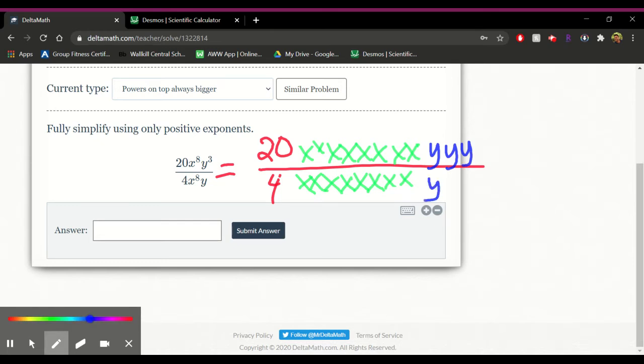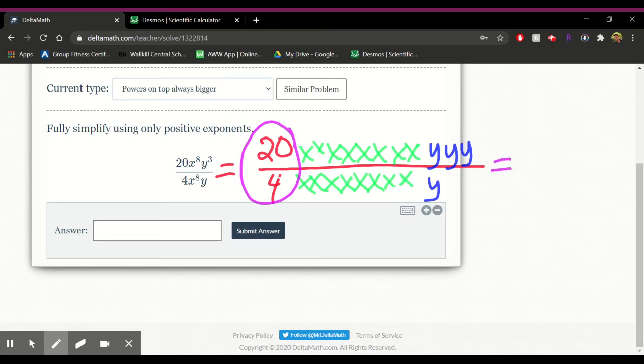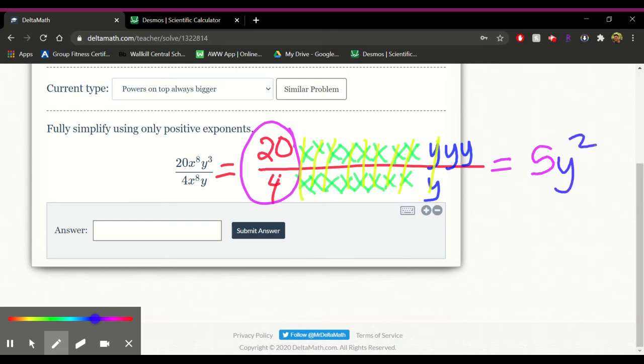All right, so let's eliminate and reduce, okay? First thing I'm going to do is reduce this. 20 divided by 4 is 5. Okay, the next thing I'm going to do is eliminate all the x's since they all go into each other and there's 8 of them. All right, so there's nothing left on the x's. And then I'm going to eliminate 1 of the y's, and you're left with y squared. And that would be your final answer.